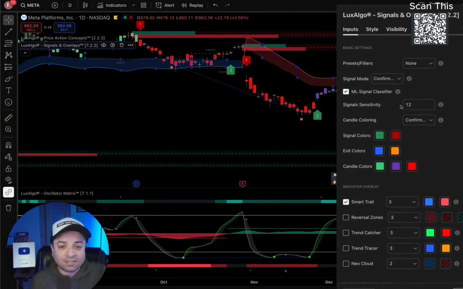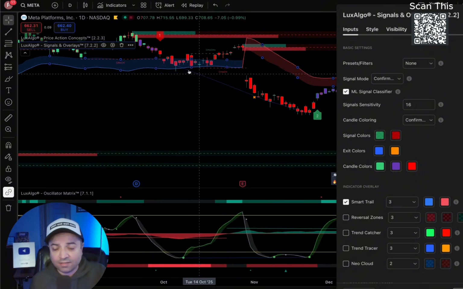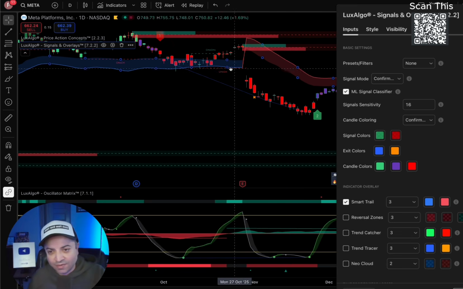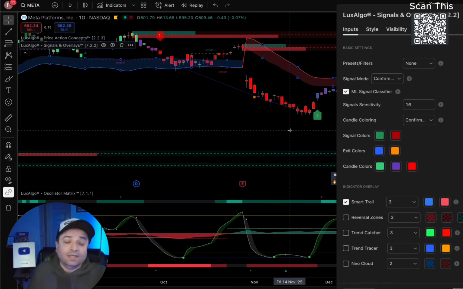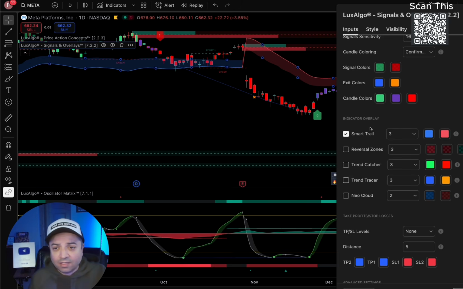And for signal sensitivity, the default is 12. I like to use 16 because I've just been using it for years at 16 and I've learned how to use it properly. So I like to use it at 16, and that usually gets rid of a lot of signals, right? So, it works off of a longer time frame. So for me, it's been a lot more accurate. So I use 16.